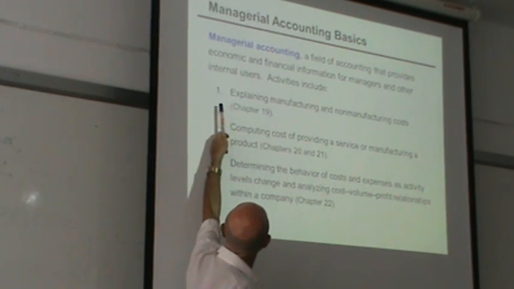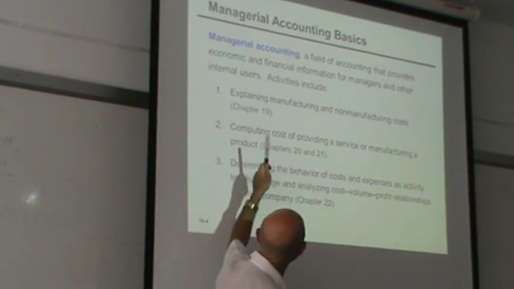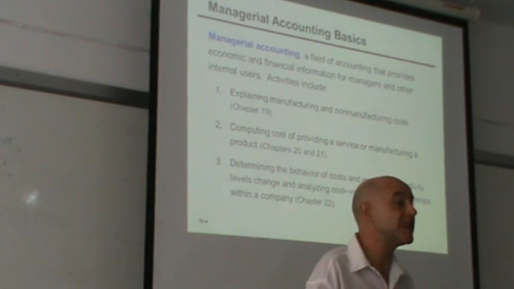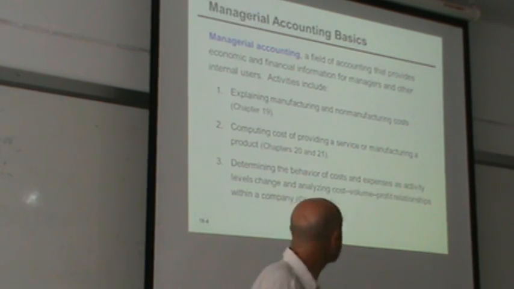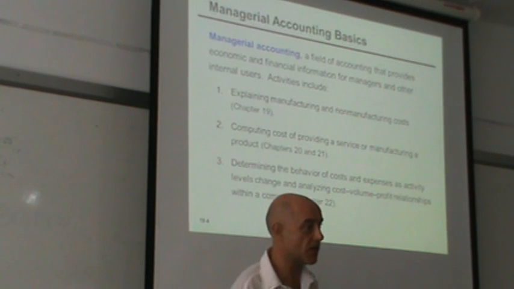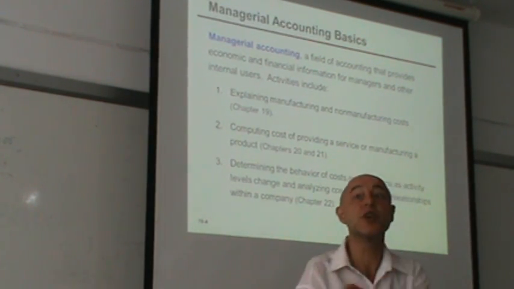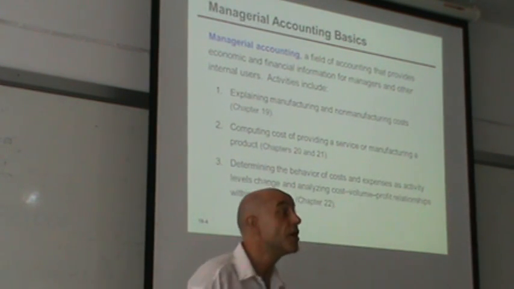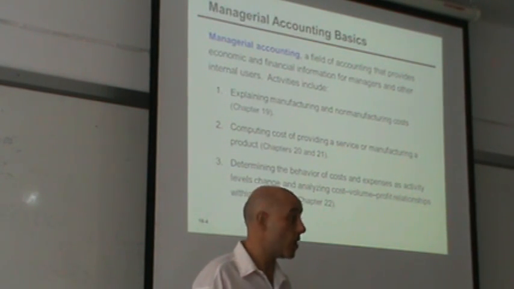Okay, so number 1, it includes explaining costs. Cost means how much money we spend. And you have manufacturing and non-manufacturing costs. Next time I'll be explaining which are manufacturing costs, which are non-manufacturing costs. So, its most important part is about costs.